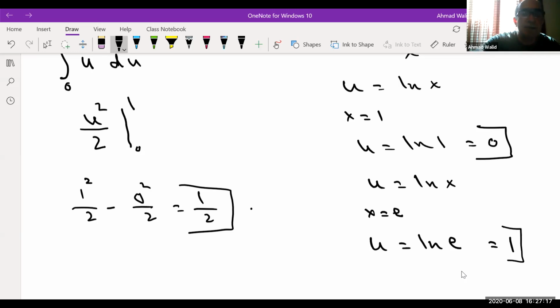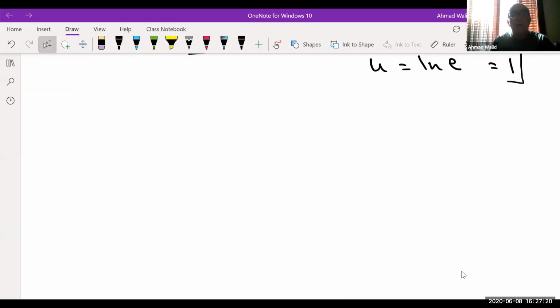Let's do another example. I don't know if this is example 4 or 5, let's say 4. The integral of tan x dx. I don't know the integral of tan x, but I can easily change tan x to sin x over cosine x based on the trigonometric class that I had before.